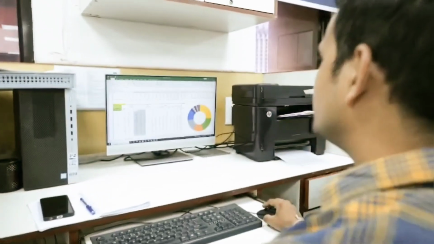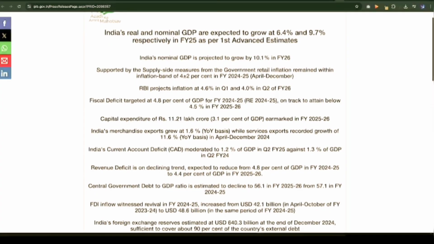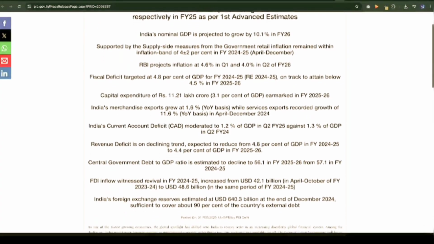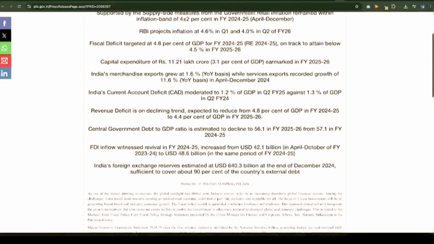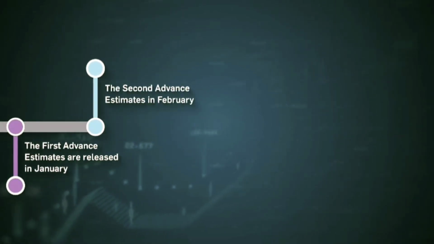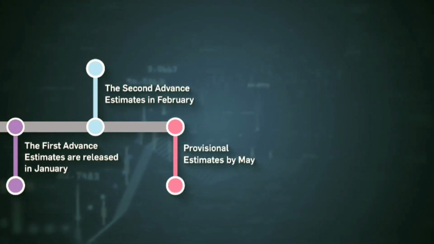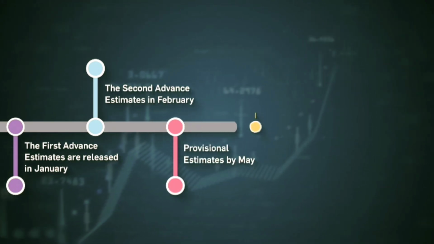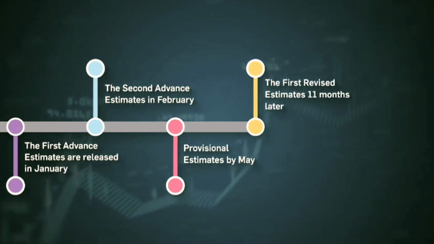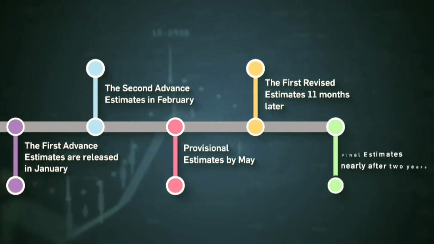The release of GDP numbers is as per the Advance Release Calendar. Quarterly estimates come with a lag of 2 months. For the financial year, the first advance estimates are released in January, the second advance estimates in February, provisional estimates by May, followed by the first revised estimates 11 months later, and finally the second revised or final estimates nearly 2 years after.